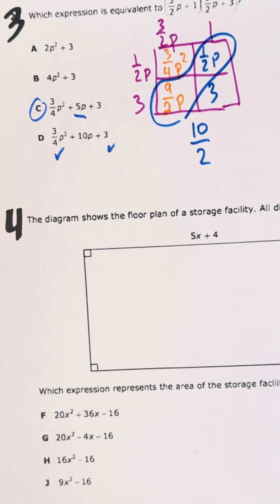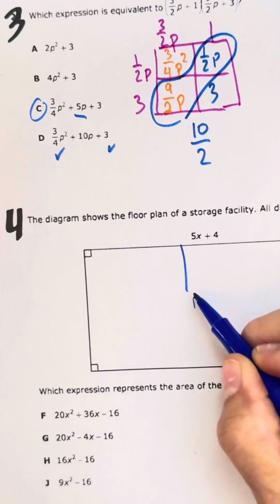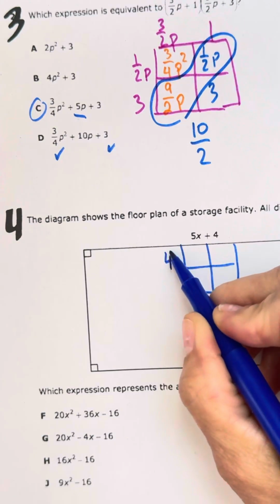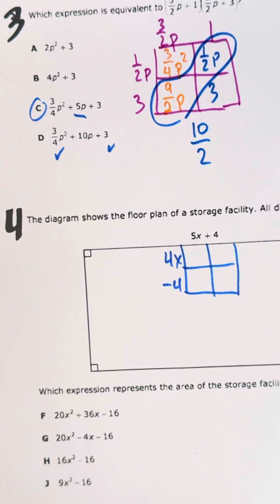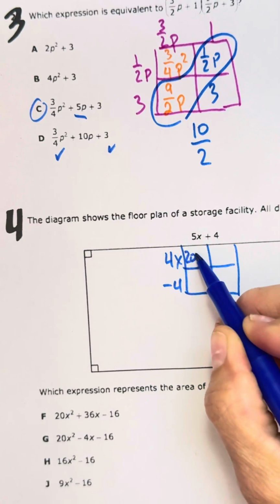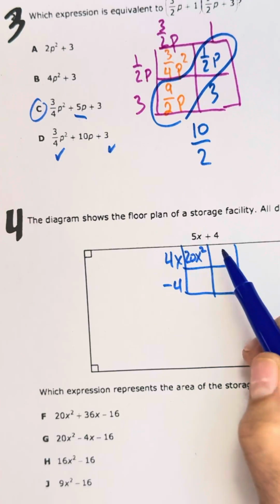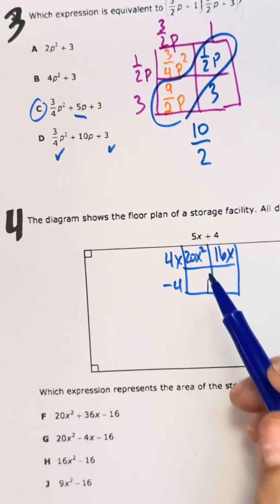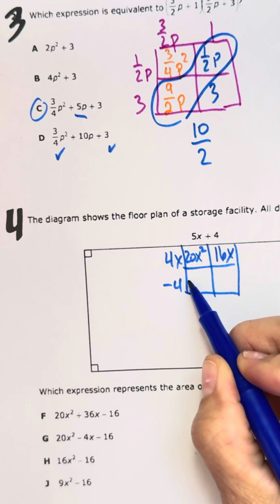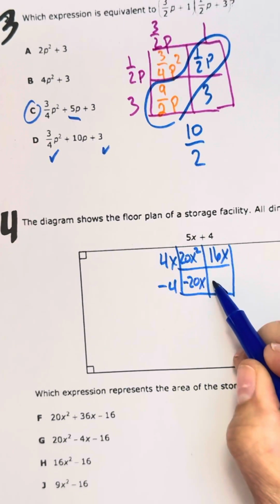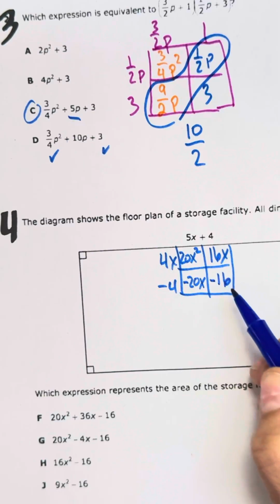Number 4, 5x plus 4 times 4x minus 4. Because we are finding the area. Area is length times width. So 5x times 4x is 20x squared. 4 times 4x is 16x. 5x times -4, -20x. 4 times -4 is -16.